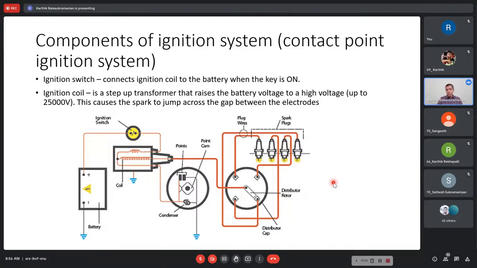Very simple. Ignition switch, it connects the battery to the ignition coil. The ignition coil is nothing but a step up transformer. That's what you see here. Ignition coil, battery, ignition switch, ignition coil.